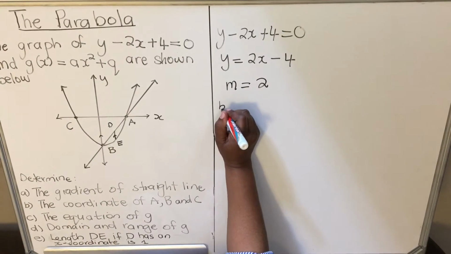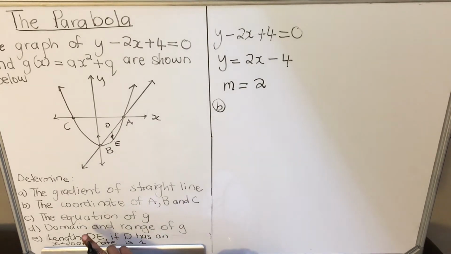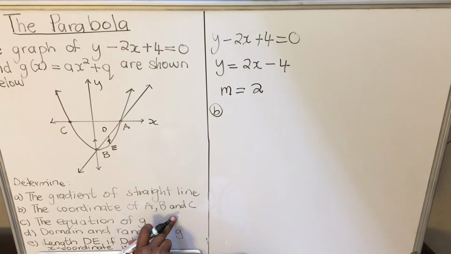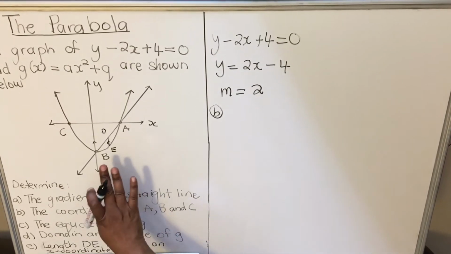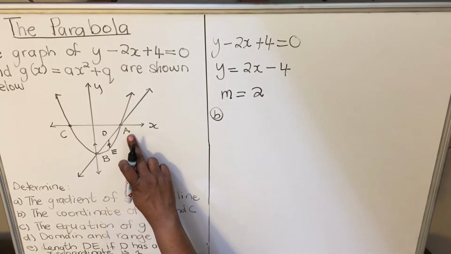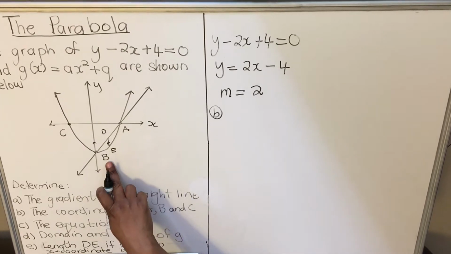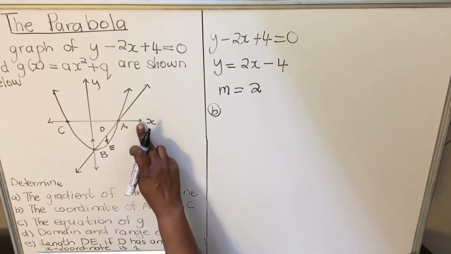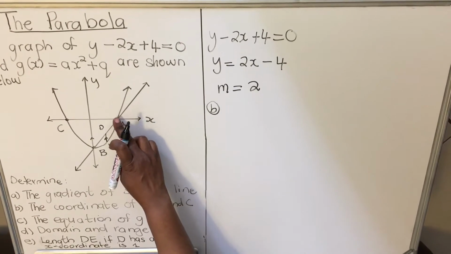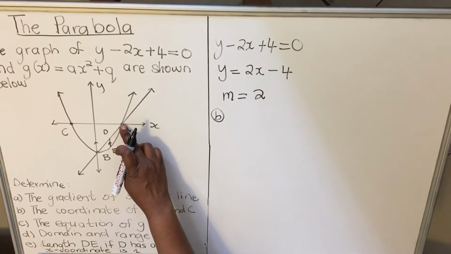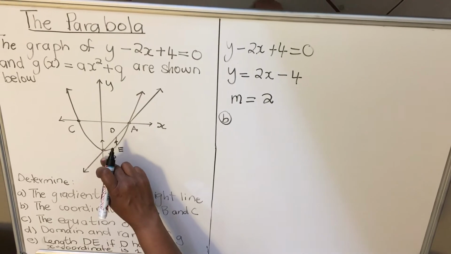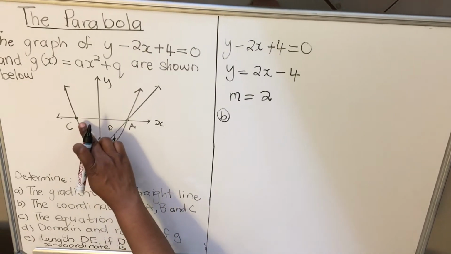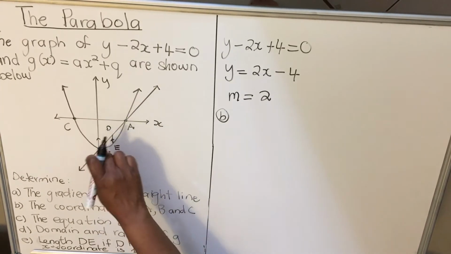Okay, number B, they say determine the coordinates of A, B, and C. When you get such a question, you need to go to the graph. What is happening at A? What is happening at B? What is happening at C? A is the x-intercept, but it is the x-intercept for both graphs because they are intersecting. B is the y-intercept for both graphs. And then C is the x-intercept for the parabola.